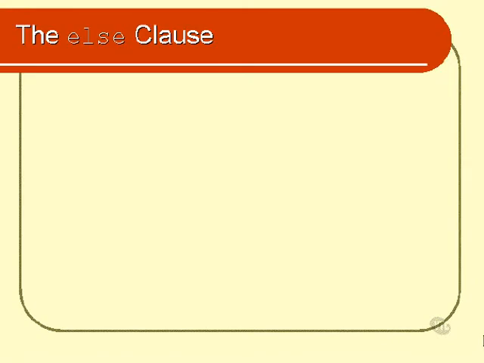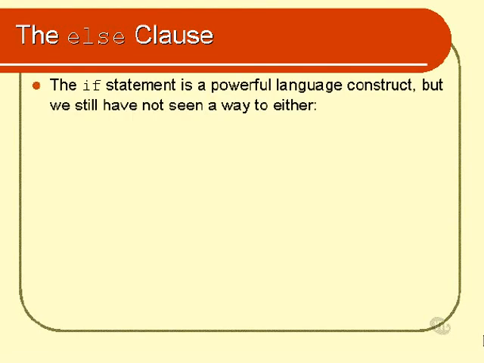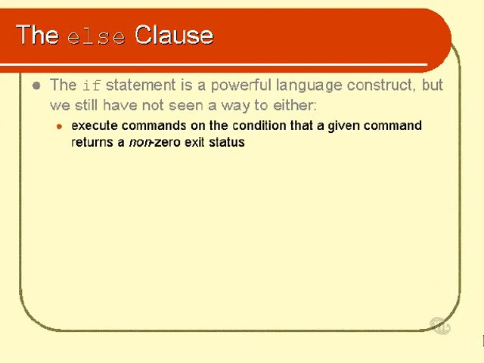In this module we examine the else clause, which is actually part of the if statement. We've seen that the if statement is a powerful language construct. That may be, but we still haven't seen a way to do two things. Firstly, we haven't discovered how to execute commands if a given command produces a non-zero exit status. The examples that I've shown you so far only execute the given code if a zero exit status is produced.